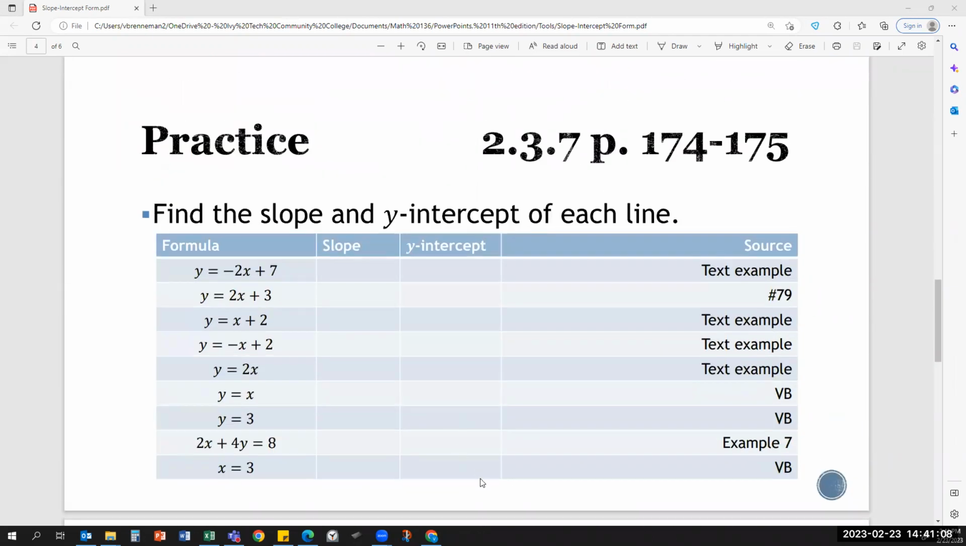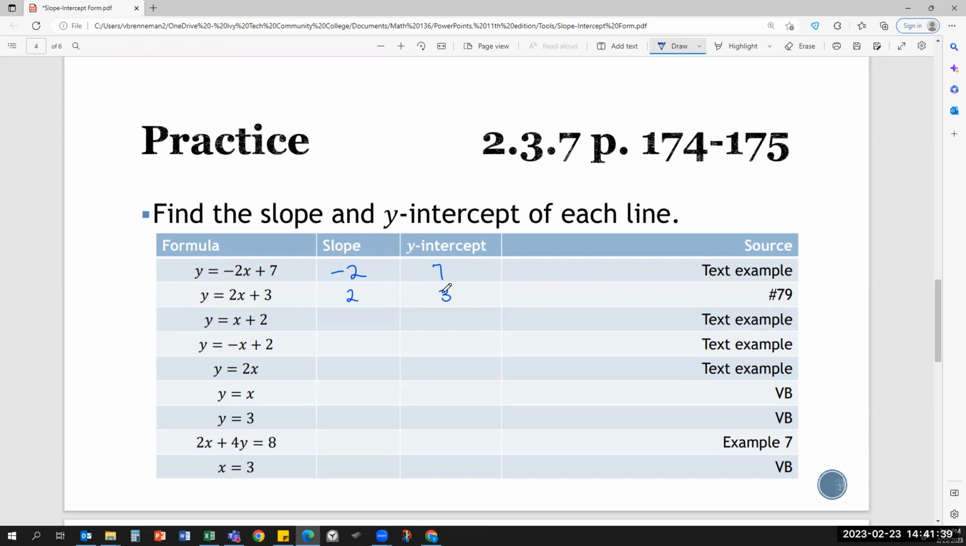First of all, just looking at this, recognizing the slope and y-intercept: the number being multiplied by x, right next to the x, is the slope. Whatever's being added or subtracted is the y-intercept. So here, negative 2x plus 7: slope is negative 2, y-intercept is 7. 2x plus 3: slope is 2, y-intercept is 3.